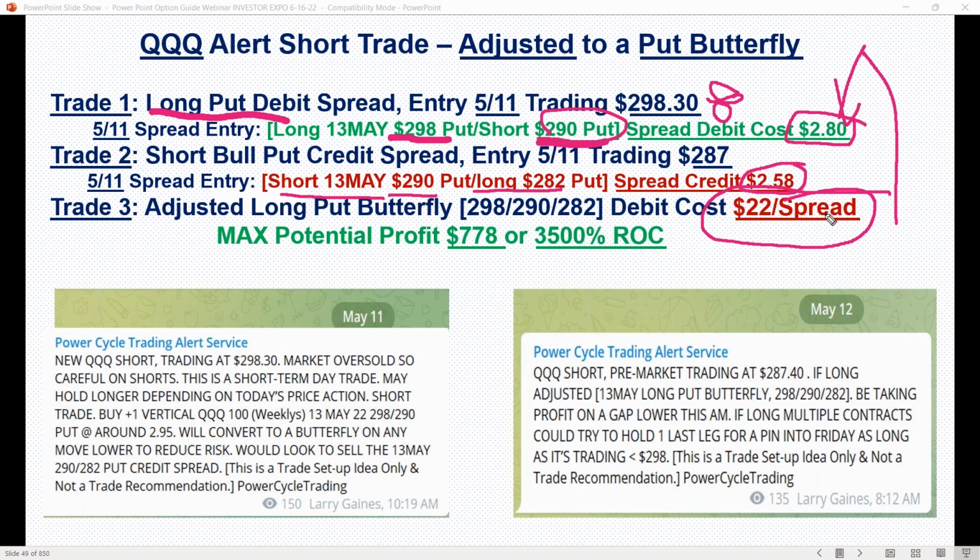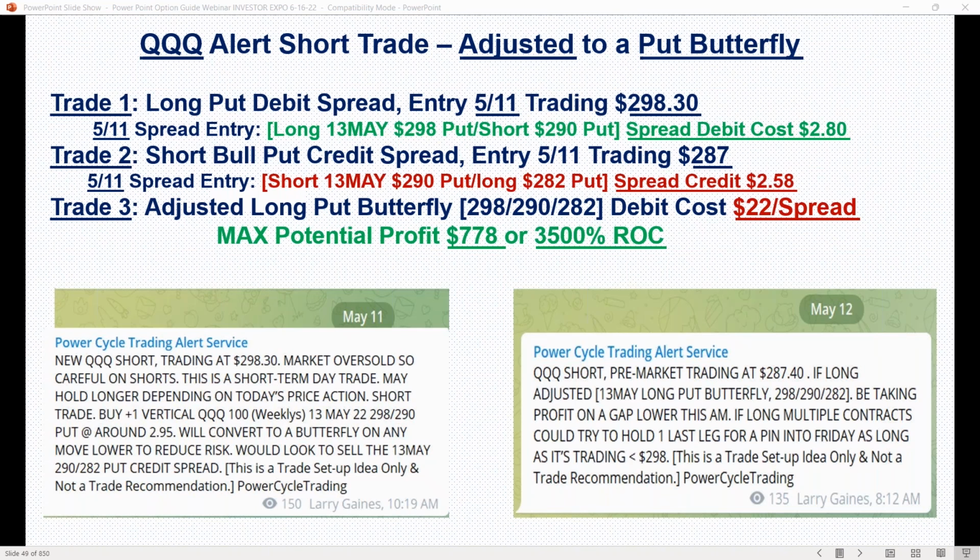So our risk was reduced from $280 to $22. And now we still have potential for huge returns on this trade. Theoretically, this trade is now adjusted to where we're risking 22, and if it went out at expiration at 290 exactly, this would be up $778 on that risk of 22. That's a 3,500% return.